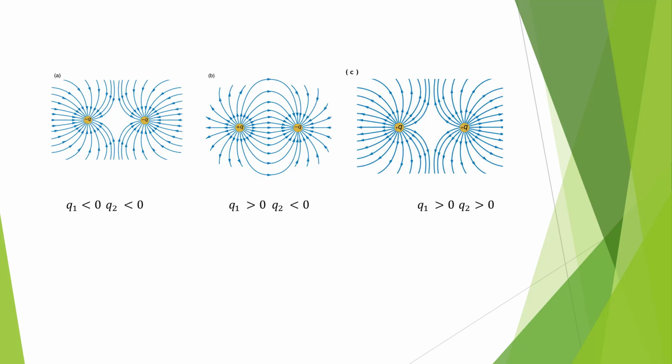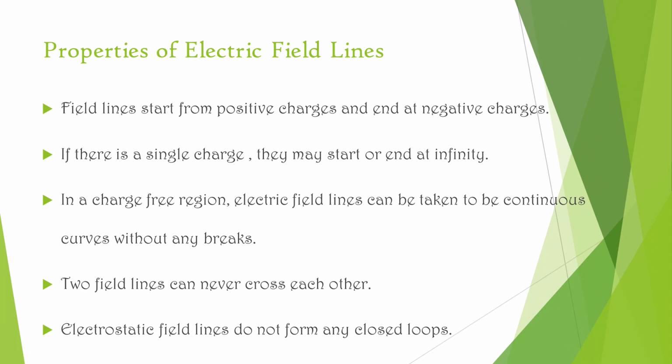There are many properties of electric field lines. First, field lines start from positive charges and end at negative charges. As we have seen in the figure that for positive charges electric field lines are outwards, and for negative charges field lines are inwards. If there is a single charge, they may start or end at infinity. There is no limit for the field lines of single charge.